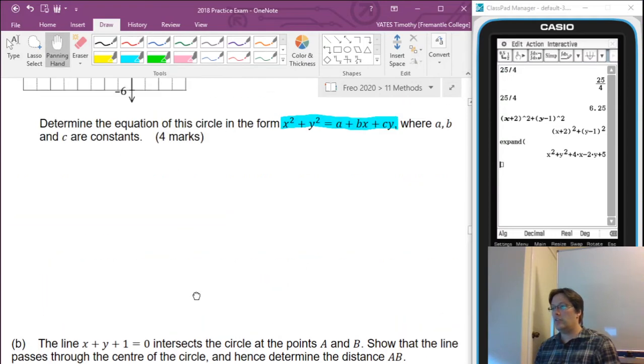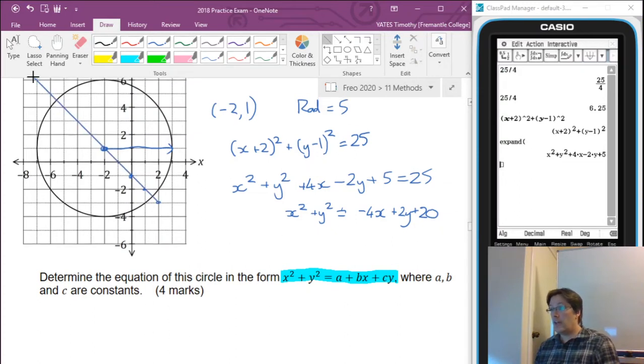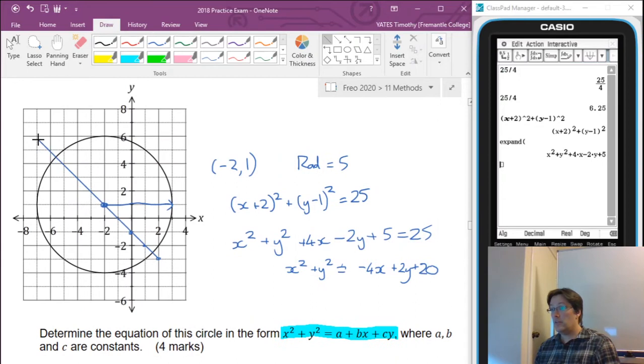So let's have a look. Negative x take 1. It starts at there. It's got a gradient of negative 1. So I can draw that through there. There we go. Pretty straightforward. It does go through the center.